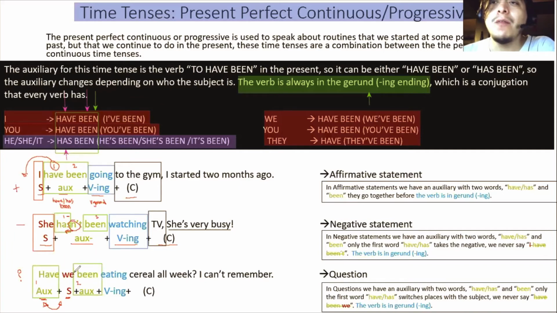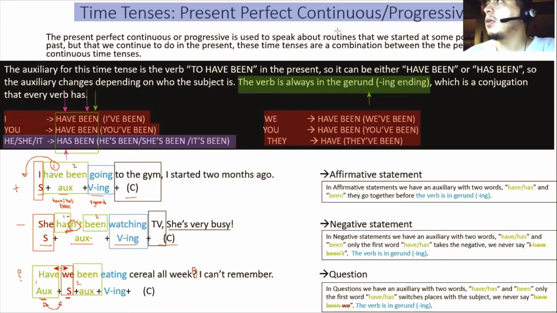Have I been? Have we been? You don't change the whole thing. You don't say "have been I going to the gym." No, you don't say "have been we eating cereal." No, it is only the first part. The first part takes the negative. The first part switches positions with the subject to make a yes/no question. Have we been? The auxiliary is broken into two parts, and only the first part switches positions with the subject.